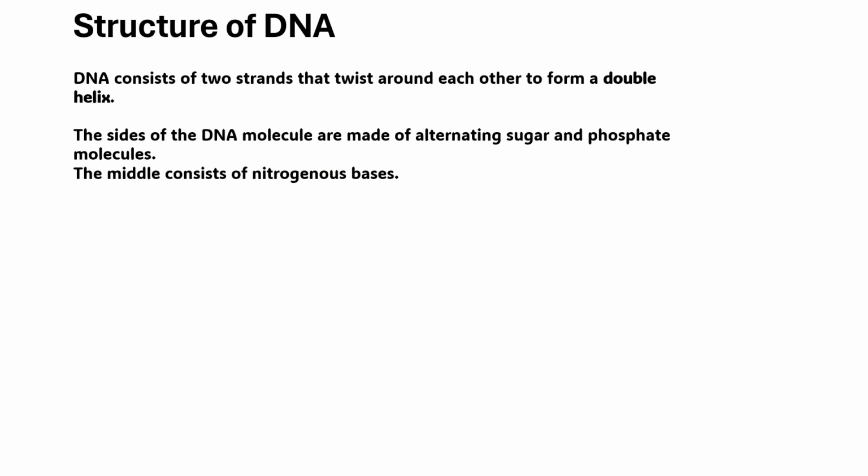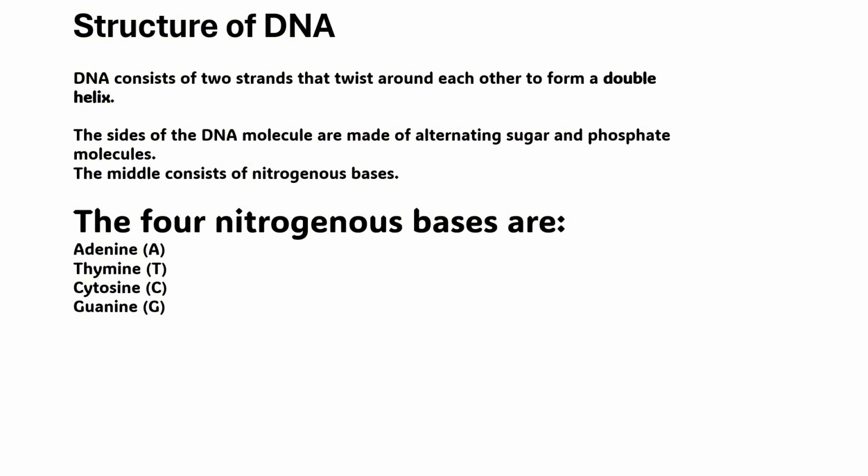The four nitrogenous bases are adenine, thymine, cytosine, and guanine. If you did not get that, they will be on the screen. These bases pair in a specific way. Adenine pairs with thymine, cytosine pairs with guanine.